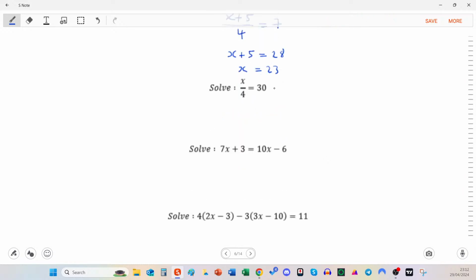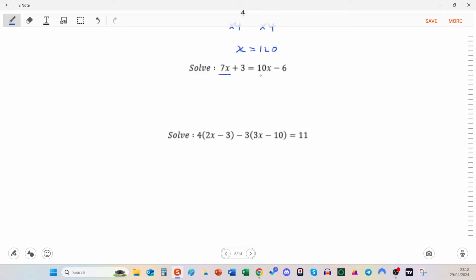x over 4. Yep, well, there's a lot of language around this, but it means divide, doesn't it? So to get rid of a denominator, to get rid of a division, we multiply both sides by 4. And so we get x equals 120.